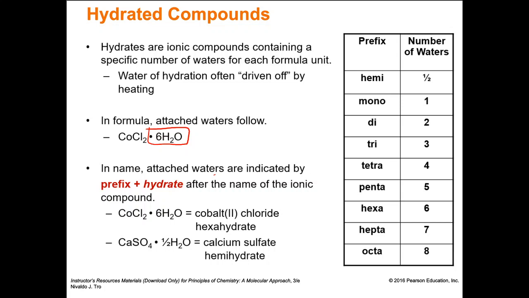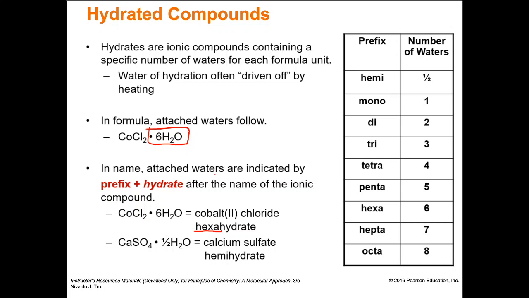So hemi, mono, di, tri, tetra, penta, hexa, hepta, octa. If you don't know these already, you're going to get to know them. Some of them are pretty self-explanatory. Octa, like octagon. A lot of these you probably already know from geometry. Tri, from triangle. Then figure out what prefix you need to use. Here I have 6, so I need to use hexa. Then I just put the word hydrate. So this becomes cobalt 2 chloride hexahydrate. And that's all there is to it.